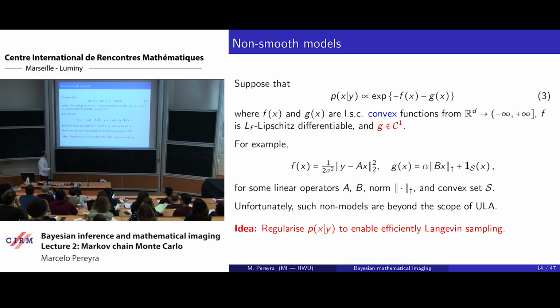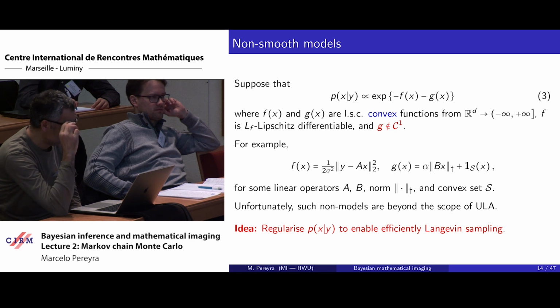What I want to do is to regularize P of x given y, such that by construction I can do Langevin on it. By construction I can also do other things like Hamiltonian Monte Carlo, but there is no originality there. I'll skip all of that. I'll focus on this algorithm.